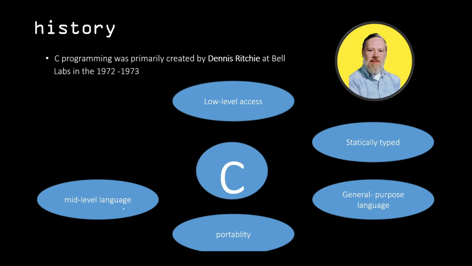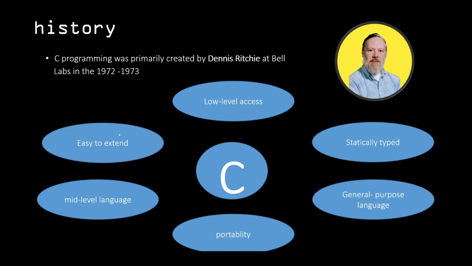It was a mid-level language. Modern languages like Python are high level languages, and binary language or assembly language are low level languages. To bridge between those two, a mid-level language, C, was used. It had more features than low-level languages, and it was also easy to extend, meaning we can create our own library or extend the functionality of the language. All of these features made C quite popular.